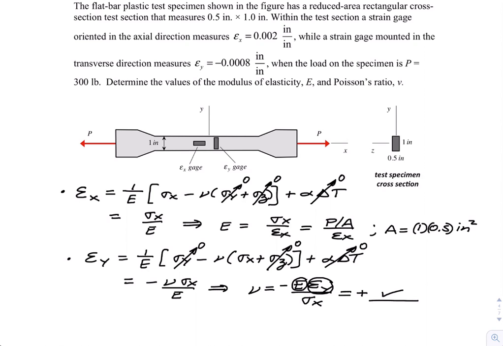So here's just a very straightforward application of Hooke's law for the case where we don't have a change in temperature, and for the uniaxial loading such that we just have sigma x, and sigma y and sigma z are both equal to 0.